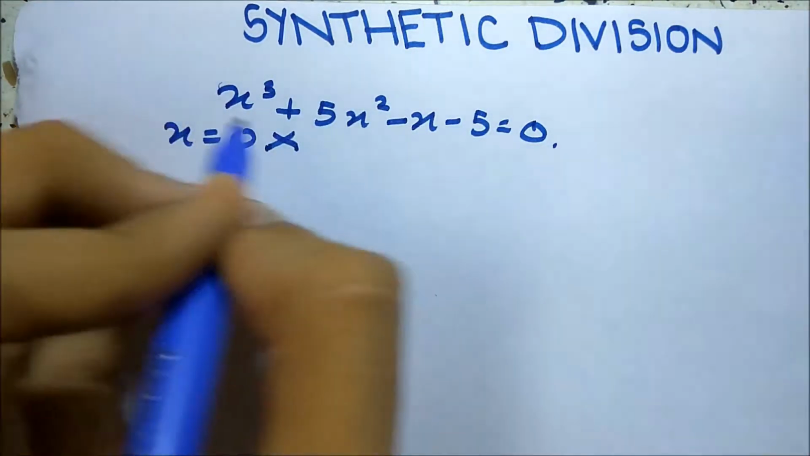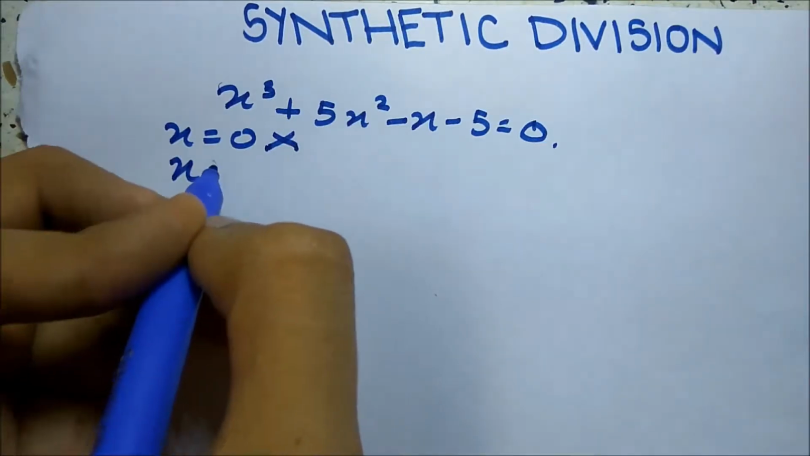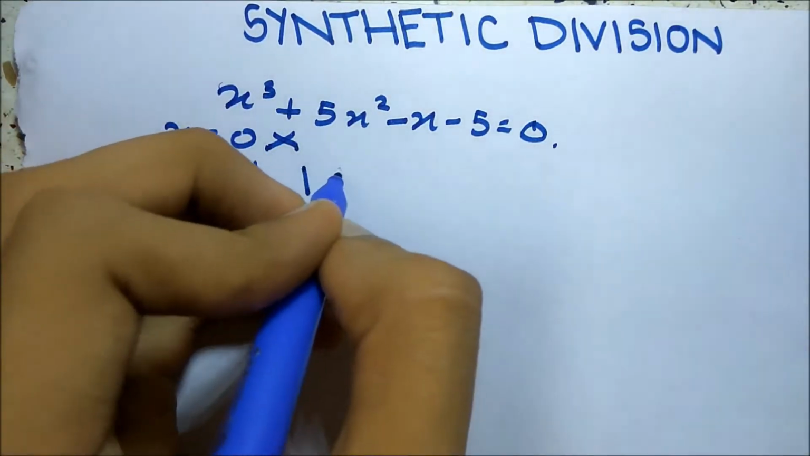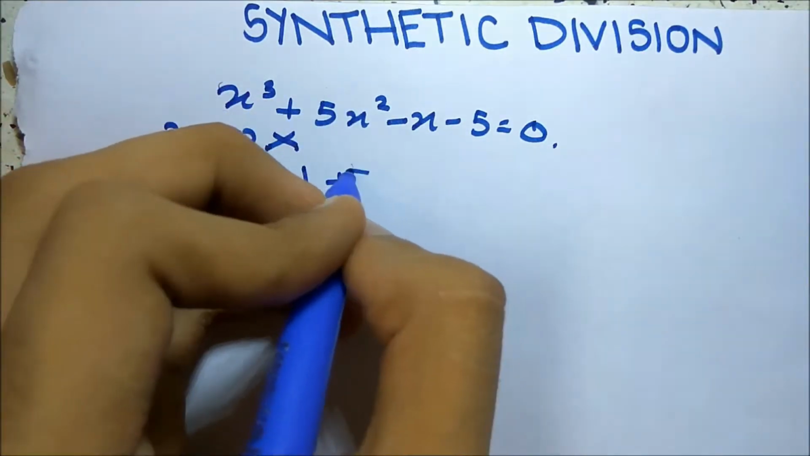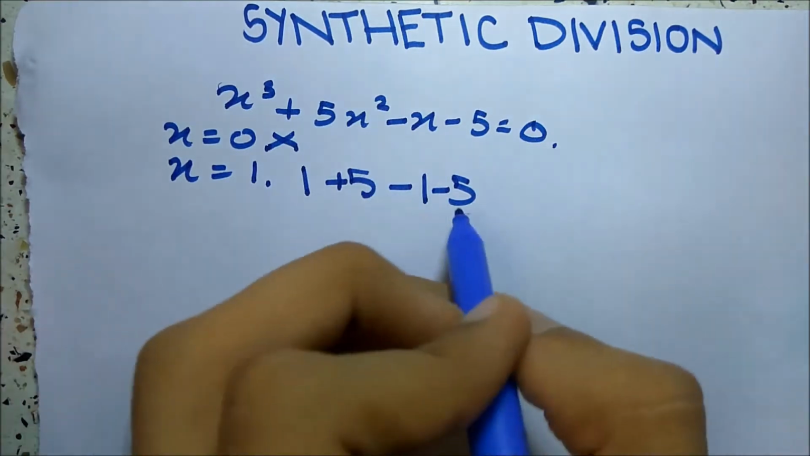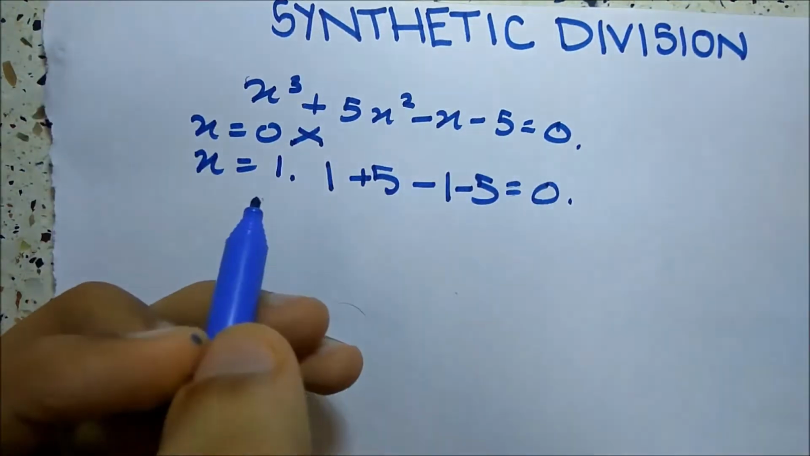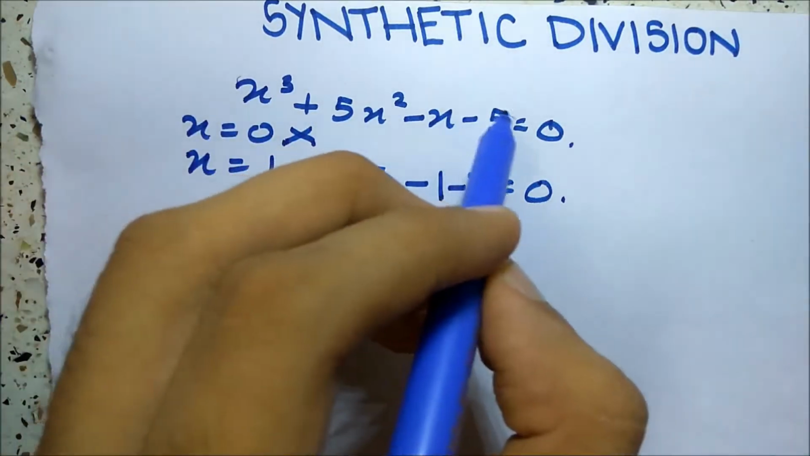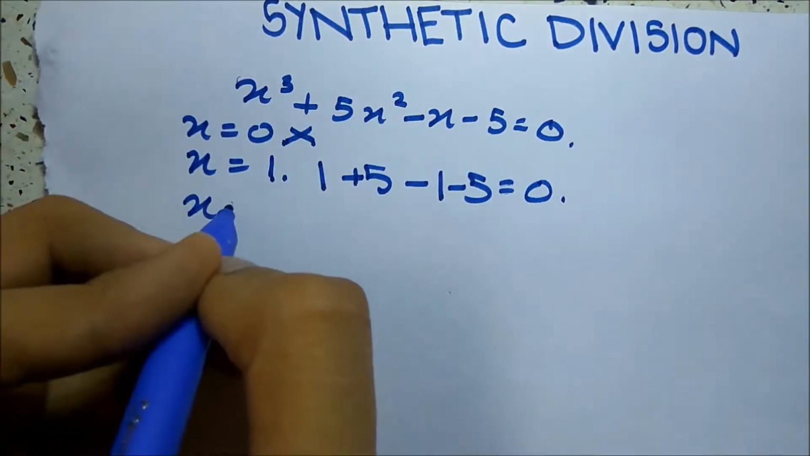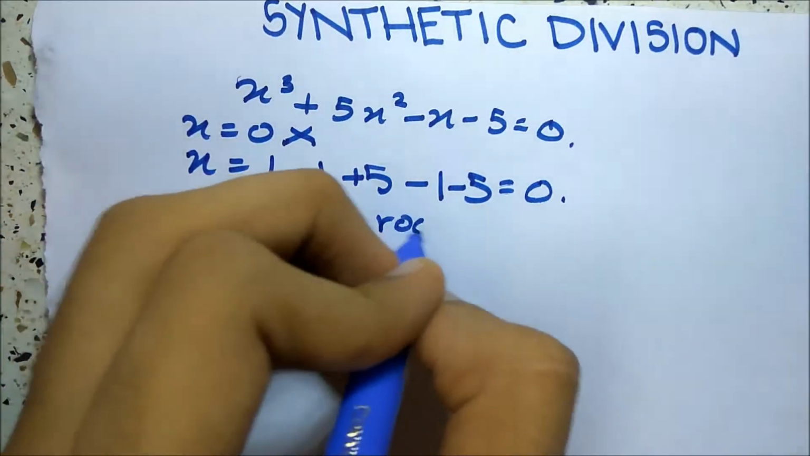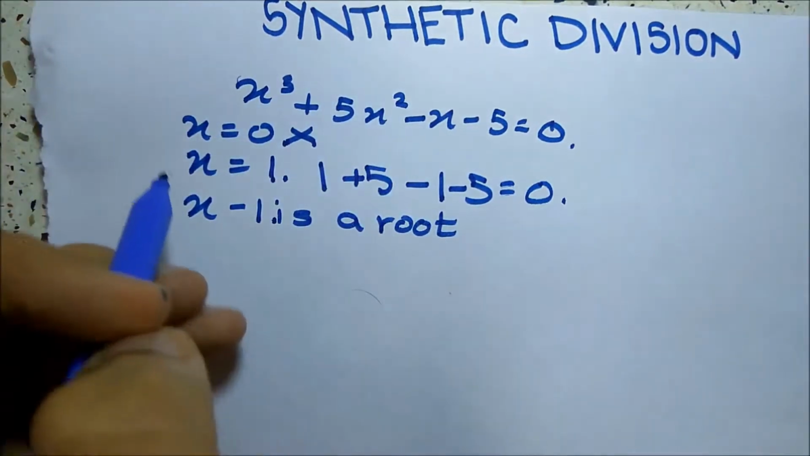So this is wrong. If I take x equals 1, what will I get? x cubed will be 1, plus 5 into 1, minus 1, minus 5. Now this is equal to 0, which means that 1 satisfies this equation. So x minus 1 is a root of this equation.